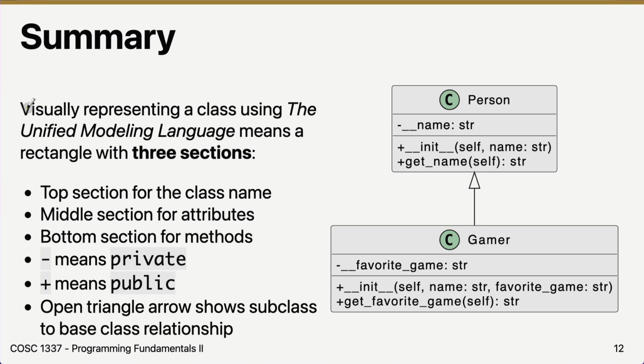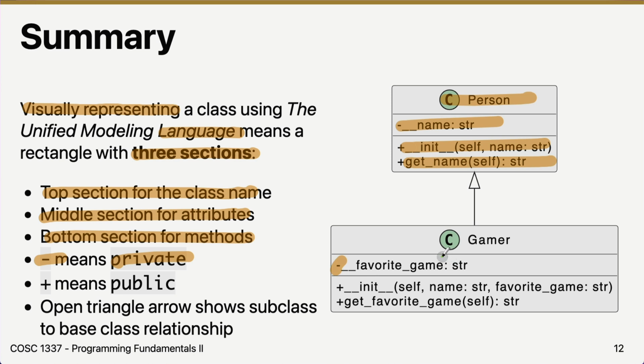That's it. UML is a visual representation language for classes that have three sections. The top section is for the class name. The middle section is for its attributes. The bottom section is for its methods. Then minus means private, which means code outside of the class should not touch it. Plus means public, which means these are the things outside of the class that, when you're using an object, you should be able to use. And then the open triangle arrow shows the subclass to base class relationship, and that's this arrow right here pointing up. Gamer is a person, a specific kind of person.